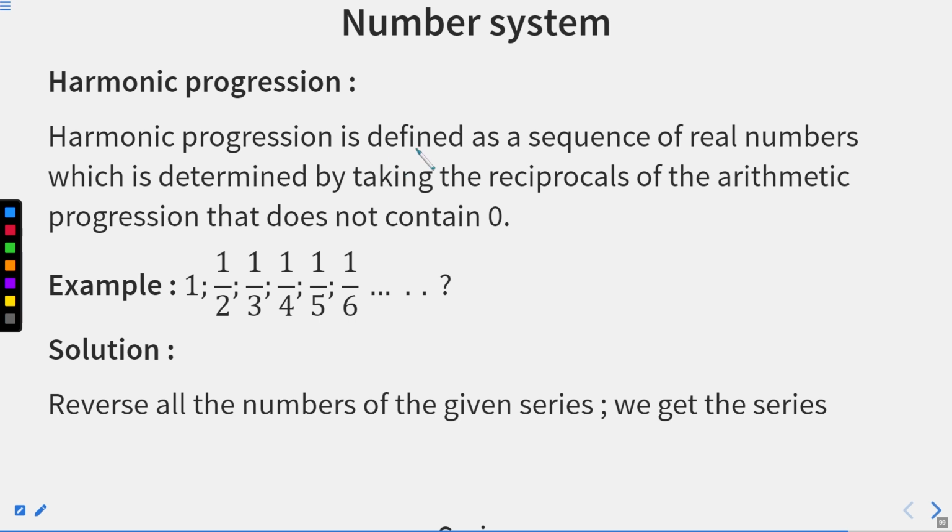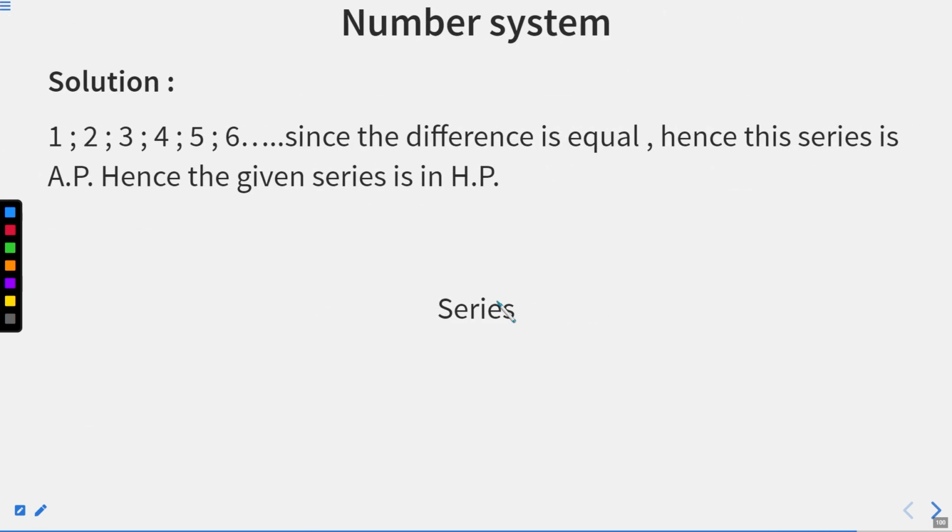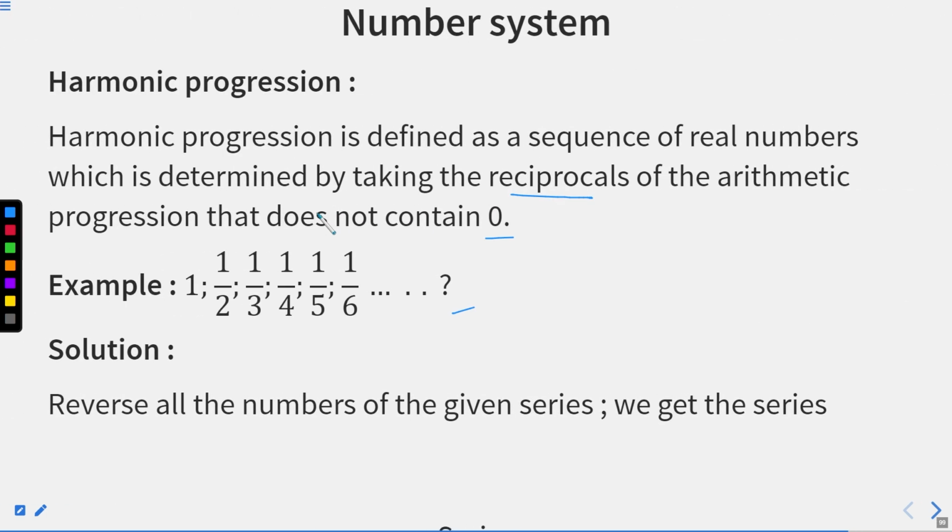So what is a harmonic progression? A harmonic progression is defined as a sequence of real numbers determined by taking reciprocals of an arithmetic progression that does not contain 0. So 1, 1 by 2, 1 by 3, 1 by 4, 1 by 5, 1 by 6 is an example here. Reverse all the numbers given in the series and we get 1, 2, 3, 4, 5, 6. Since the difference is equal, this series is in AP. Hence the earlier series, 1, 1 upon 2, 1 upon 3, 1 upon 4, is in HP.